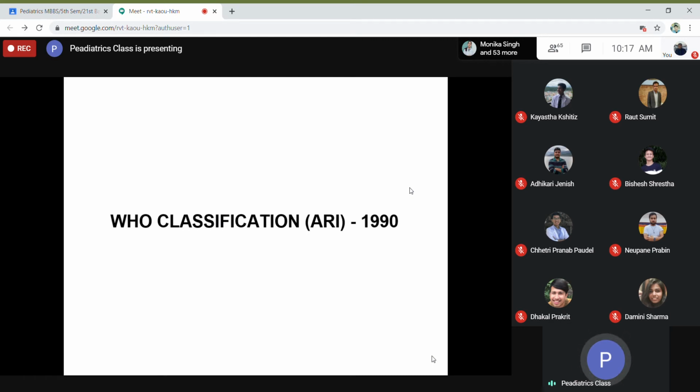WHO classification of ARI. Basically, this WHO classification of ARI is to detect pneumonia mostly in developing countries and in remote places in Nepal, where all the facilities are not available and doctors are also not available in most of the remote villages. So basically, it is for the paramedical staff as well as for the junior doctors, where the facility is not available.